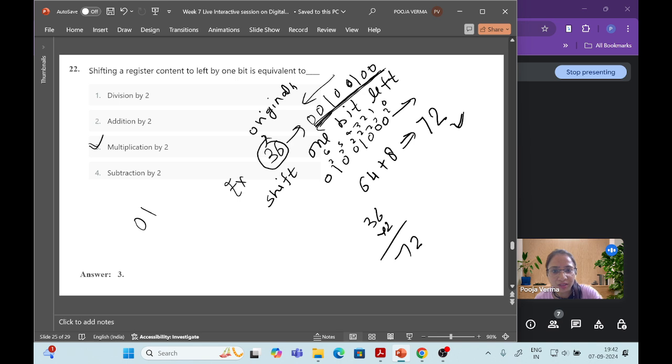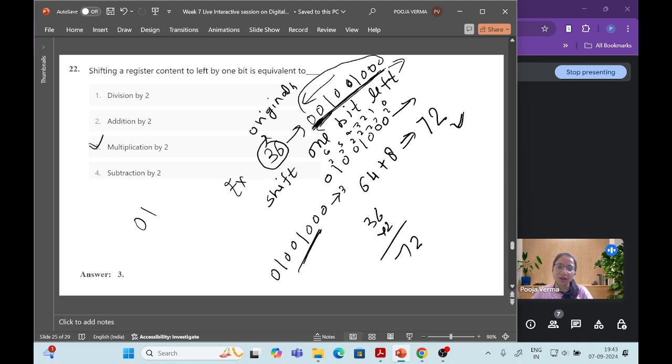I have shifted this one bit. Let's again shift it this side, so it will go to this side. So it will be 0, 1, 0, 0, 1, 0, 0, 0. You will get this one. After shifting one bit left, what will be the value you will get? Now convert it into decimal form in order to check whether it is a multiplication by 2 or division by 2, and also find the equivalent decimal of the original bits.